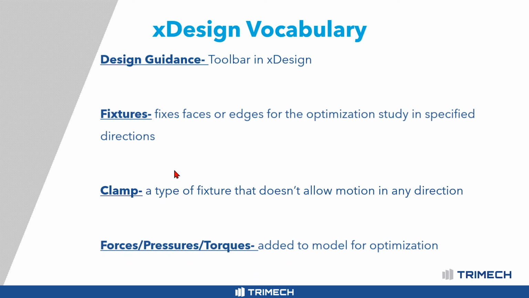So design guidance is the name of the toolbar that we'll need inside XDesign to do this design study. Fixtures are faces or edges that you need to fix down in a certain direction. A clamp is a type of fixture that will not allow any type of motion in any direction. And forces, pressures, and torques are things that you can add to the model to aid the simulation. Topology optimization is going to make this part as lightweight as possible while maintaining structural integrity needed based on these forces and pressures.